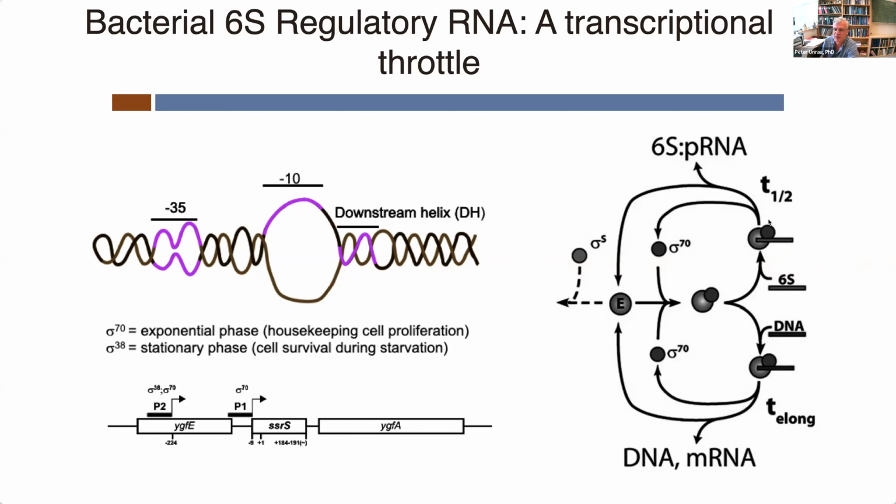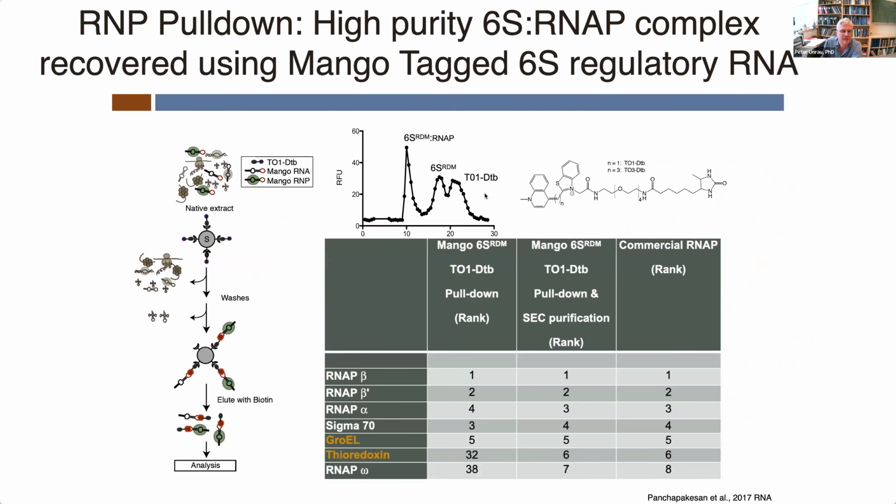When you go into rich media, nucleotide triphosphate levels, which are required for producing a small pRNA, rise. That triggers the rearrangement of the 6S RNA and its release, rapidly releasing the sigma 70 and the core enzyme, so that housekeeping transcription can rapidly resume. So it's a throttle.